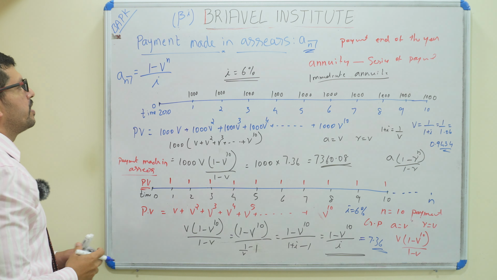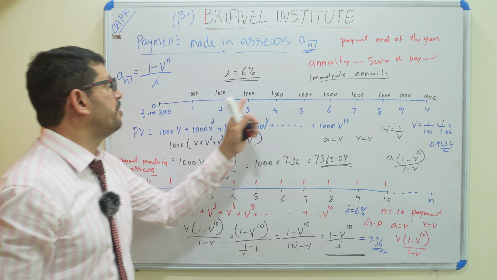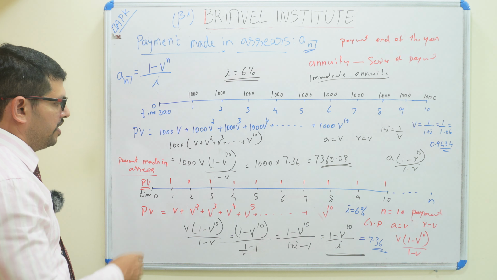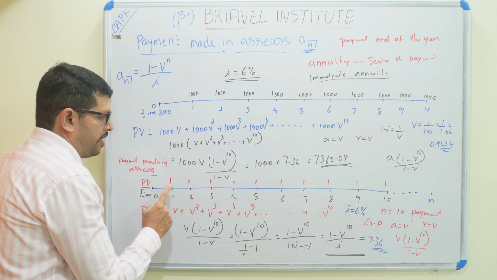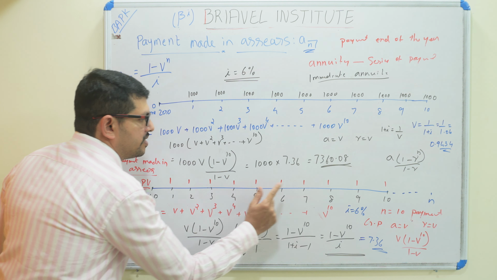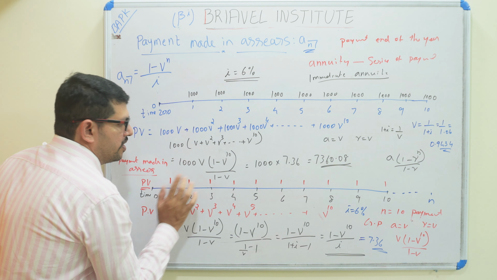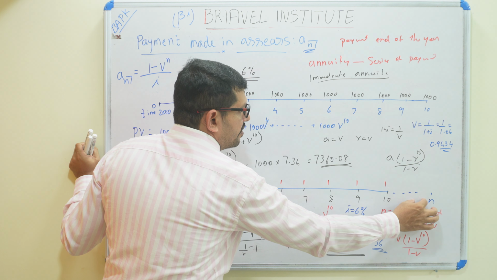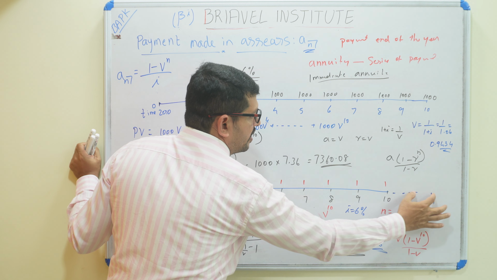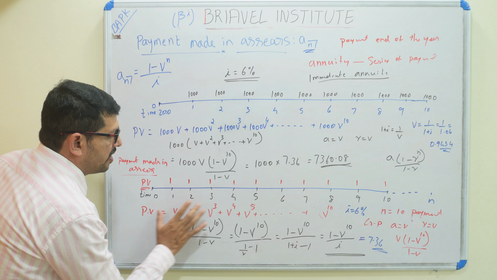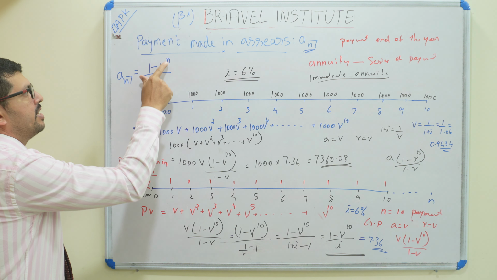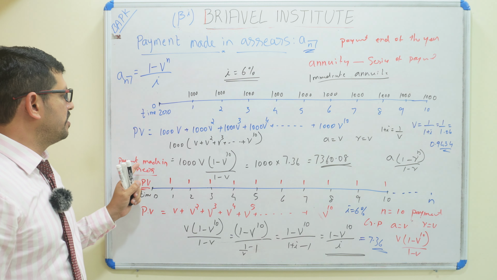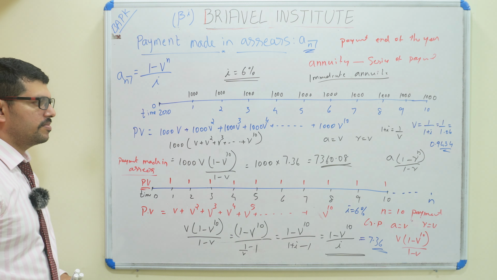a angle n is equal to the present value of the series of payments. This payment is made in arrears. Present value of 1 unit of payment, and that payment is also made in arrears. That means it is at the end of the year. This 1 unit of payment made in arrears is at the end of the year, up to n payments. Here I took 10, but for n payments it will be represented as a angle n. a angle n is equal to 1 minus V raised to n divided by I. So this is the present value for the payment made in arrears.